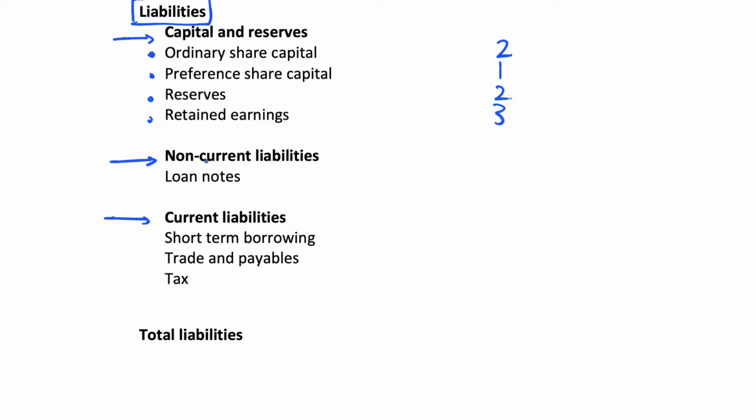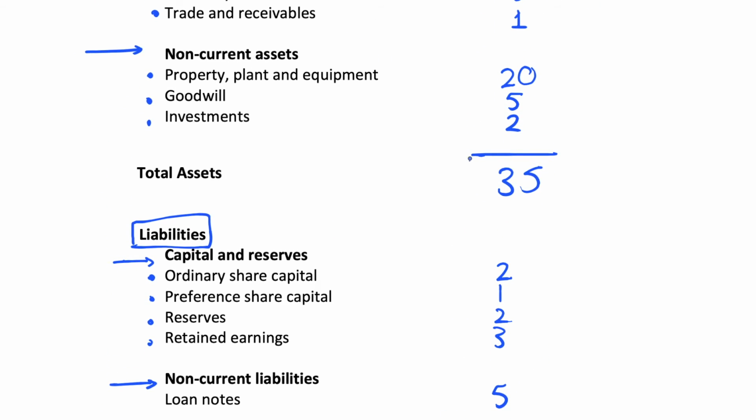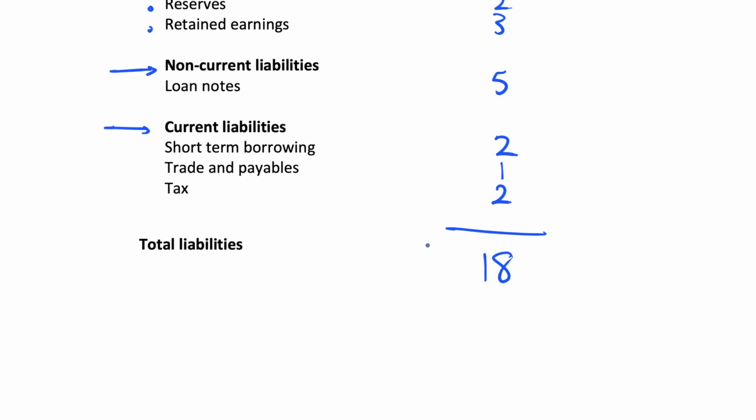And so our non-current liabilities, which is our longer term liabilities, we might have loan notes. We then have our current liabilities, so our shorter term liabilities. So we might have 2 million in short-term borrowing, 1 million in trade and payables, and £2 million in tax that we owe. And again, we will sum up our total liabilities. So we got 5, 8, 13. So we'll have 18 million again. Apologies if I've added that up incorrectly. But then we get our total assets and our total liabilities.